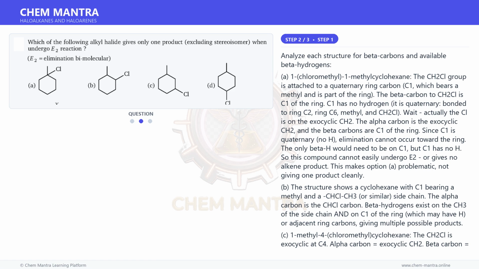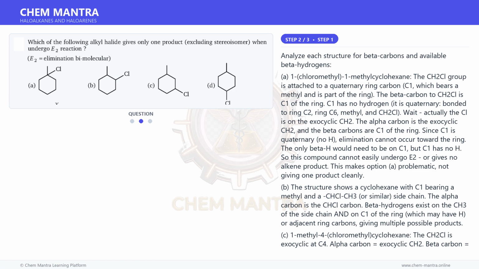B. The structure shows a cyclohexane with C1 bearing a methyl and a CHCl-CH3 or similar side chain. The alpha carbon is the CHCl carbon. Beta hydrogens exist on the CH3 of the side chain and on C1 of the ring, which may have H, or adjacent ring carbons, giving multiple possible products.